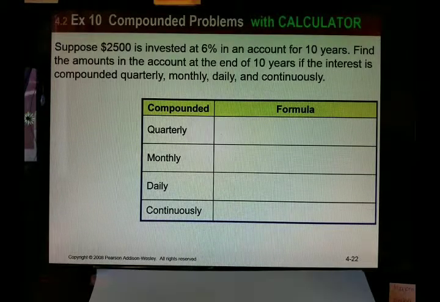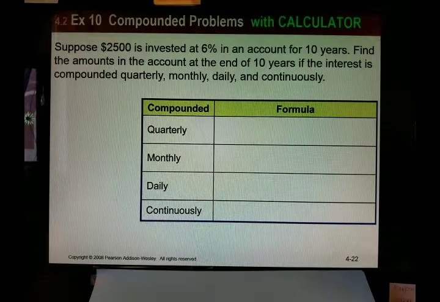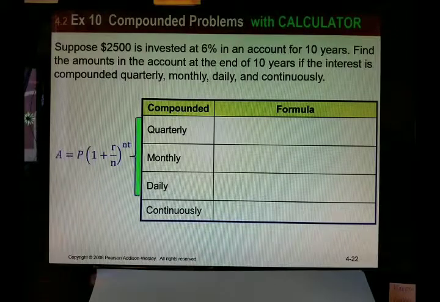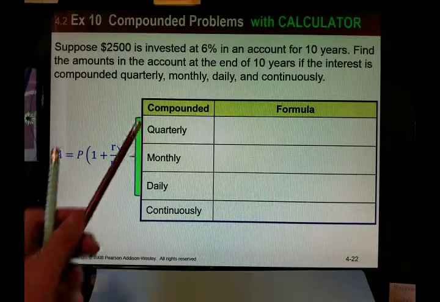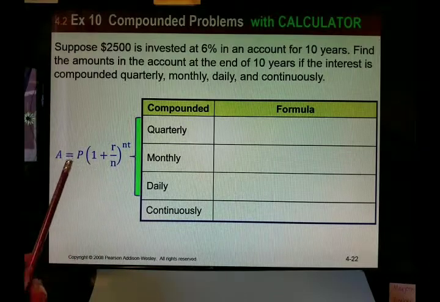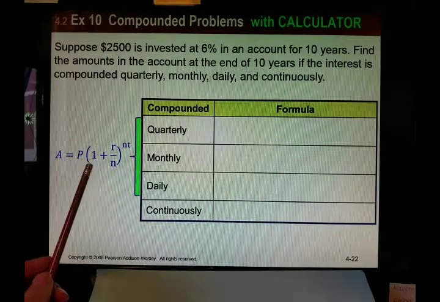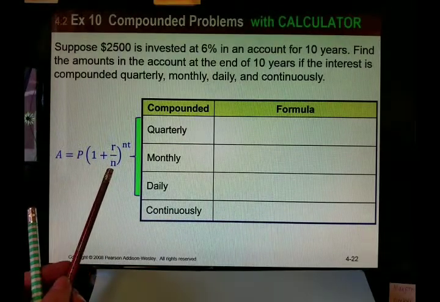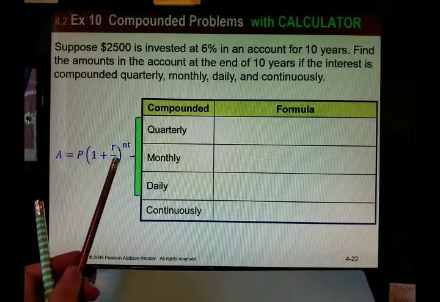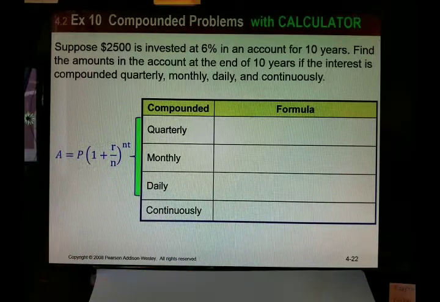All right, the formulas that you're going to need for this are: suppose $2,500 is invested at 6% in an account for 10 years. We want to find the amount of money at the end of the 10 years if the interest is compounded quarterly, monthly, daily, or continuously. So all three of these use this formula here. It's the principal amount times the quantity of 1 plus the rate of interest over n, the number of times a year it's compounded, raised to the n times t. And t means the number of years it's in the account.